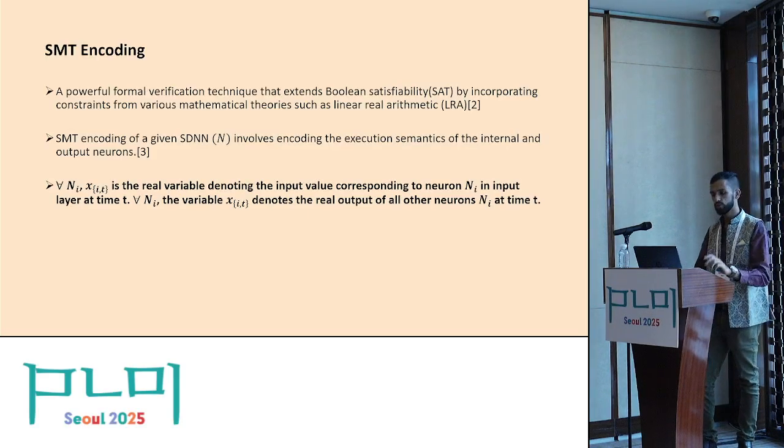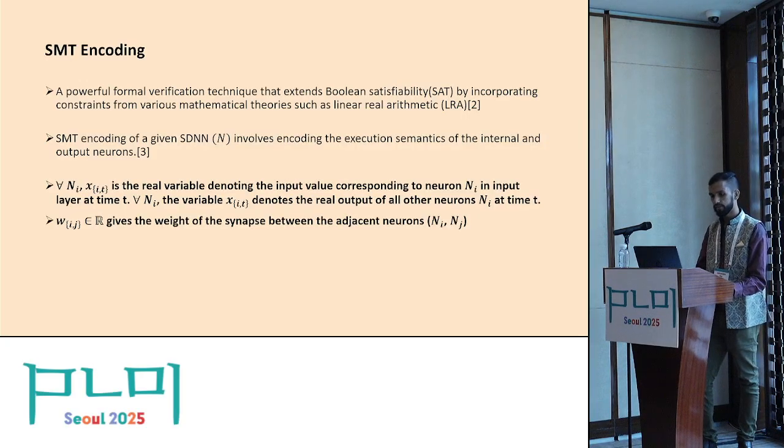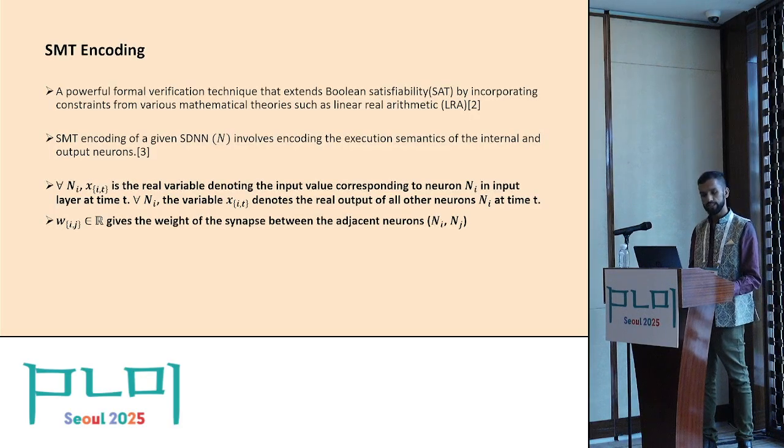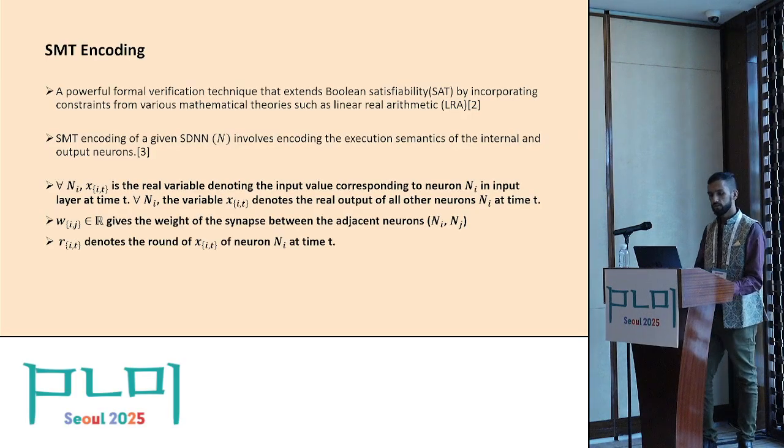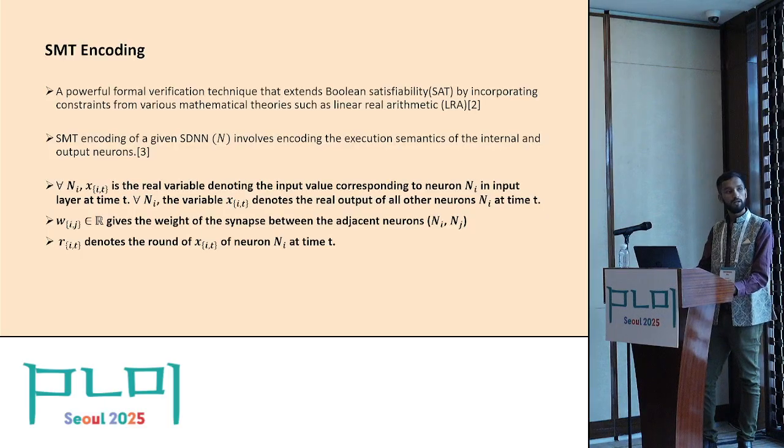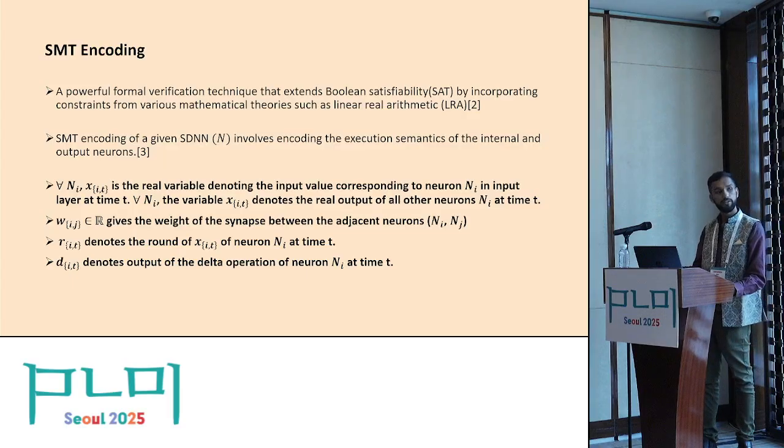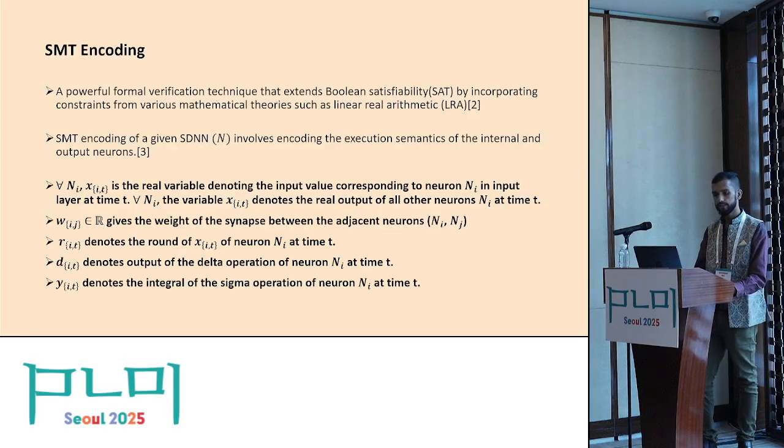x_i^t denotes the values in the input layer for neuron n_i at time t. Then w_ij denotes the weights of the synapses between the adjacent neurons n_i and n_j. Then r_i^t is the output of the round operation, d_i^t denotes the output of the delta operation, and y_i^t denotes the output of the sigma operation.